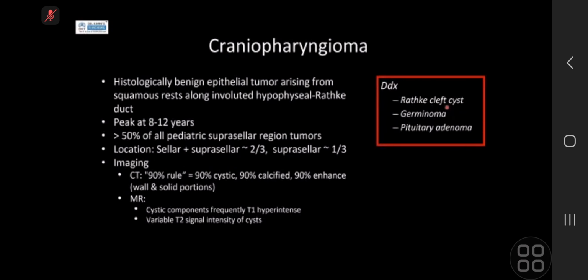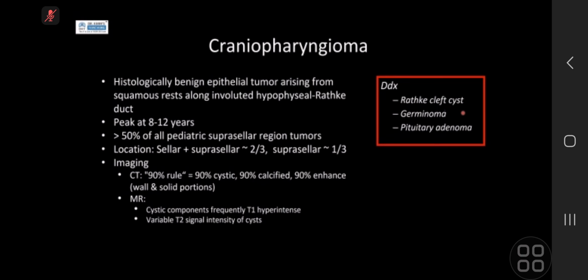So over 50% of the pediatric suprasellar tumors you can see in that location, almost 60% or two-thirds of it would be craniopharyngioma, and of which half of it is in the suprasellar region. And there is a rule of 90s: on CT, 90% cystic, 90% calcified, and 90% enhancing, and it's the wall and the solid components that do. The cystic components are T1 hyperintense, as we saw earlier, quite different from the CSF. And then you've got variable T2 signal. And I think the best diagnostic clue that I always think about is a cystic suprasellar mass with calcification, which we don't really have here, but there's an enhancing solid component.